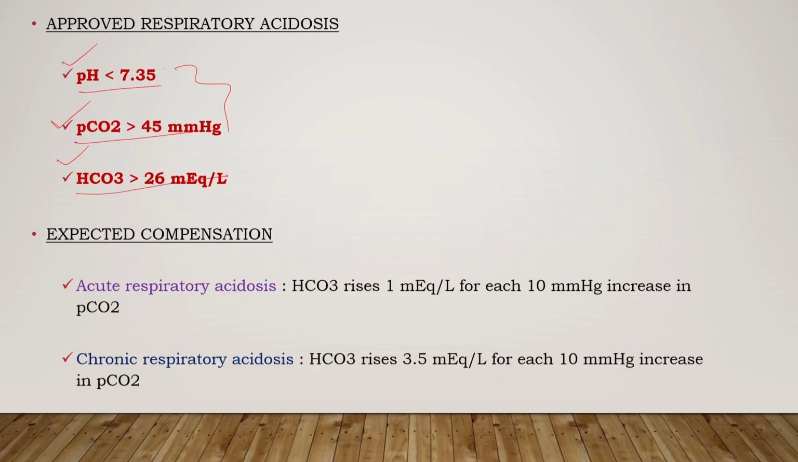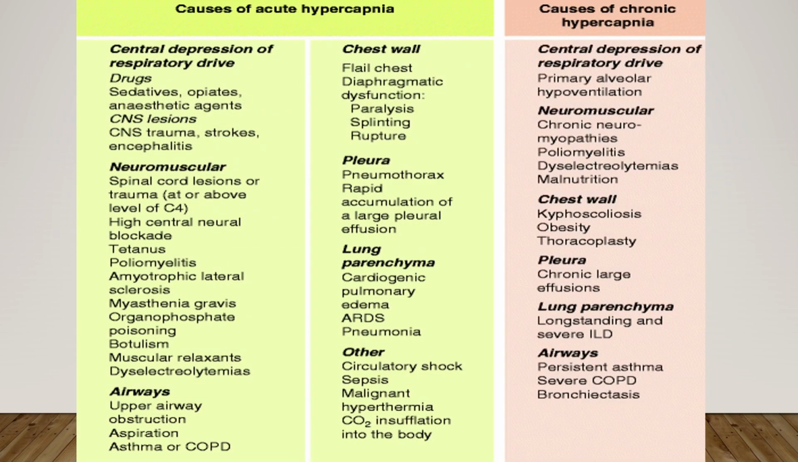We have acute respiratory acidosis and chronic respiratory acidosis. In acute respiratory acidosis, for every 1 rise in bicarbonate, there will be a 10 rise in PCO2. In chronic respiratory acidosis, for every 3.5 rise in HCO3, we get a 10 rise in PCO2. These are all the examples for respiratory acidosis.